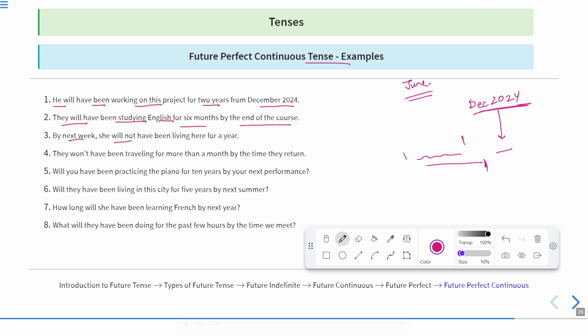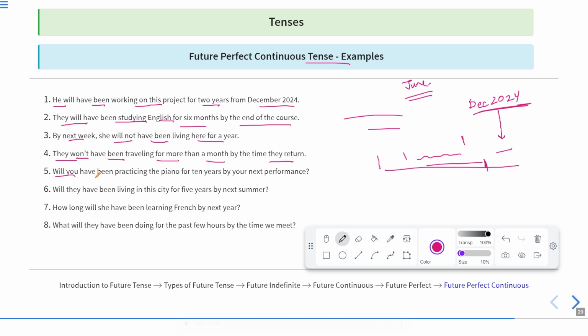By next week, she will not have been living here for a year. Okay, it means after next week, 1 year will be completed for her not living in this area. They won't have been traveling for more than a month by the time they return. Okay, it means when they return, they will not have been traveling for 1 year at least. Now, won't refers to will not. Okay, won't is the contraction of will not.